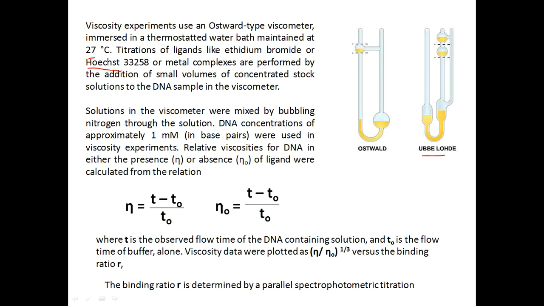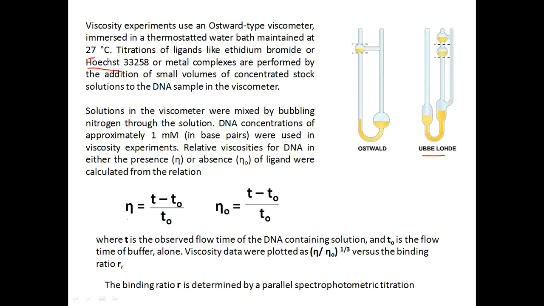So first, only the buffer is run through the viscometer to determine its viscosity. Once the buffer is run, then only DNA is run. Then to this DNA, the ligand at different concentrations is added to the DNA solution, and the viscosity is measured. The time required for the flow of the solution is measured. So first only buffer time is measured, then DNA time, then DNA plus ligand time, right?